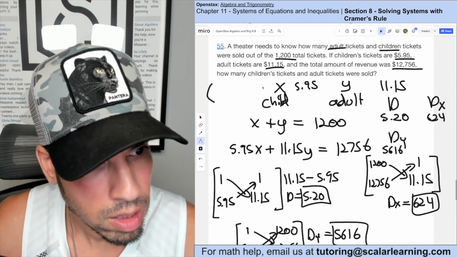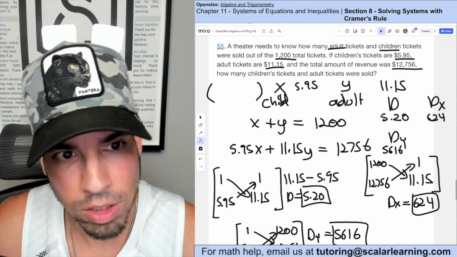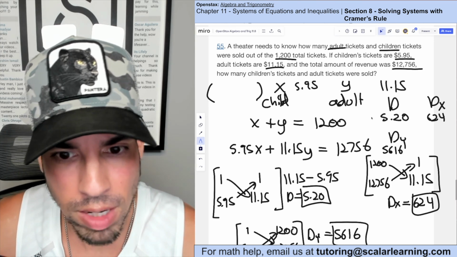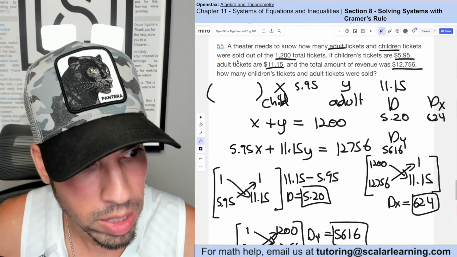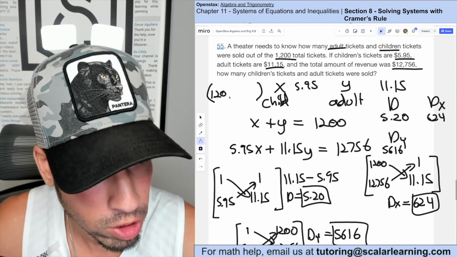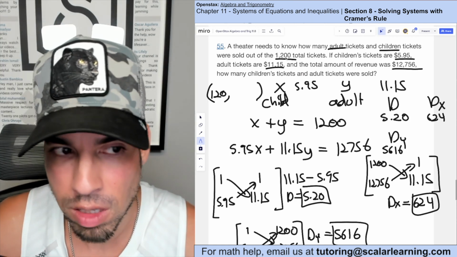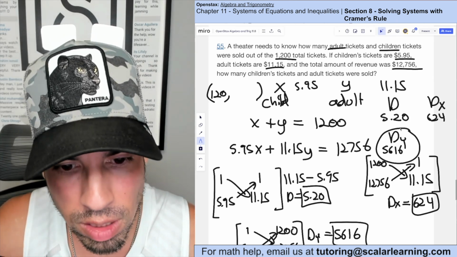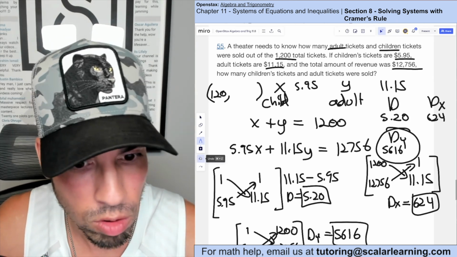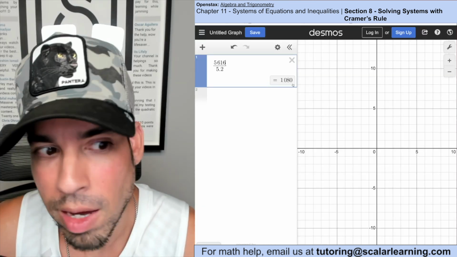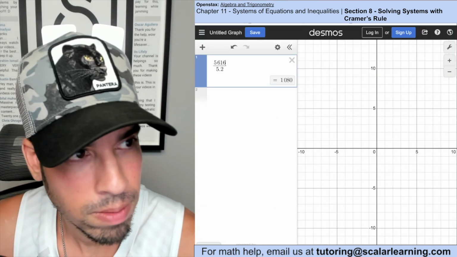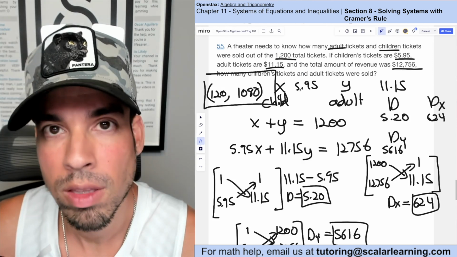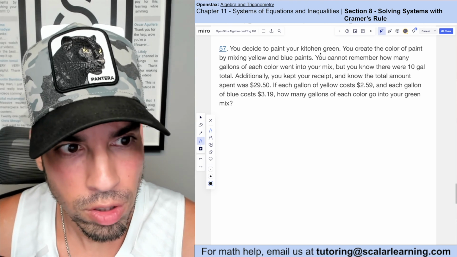So now to get the number of child tickets sold and number of adult tickets sold, first for child, we're going to do dx divided by d, and we get 120 for child, so 120 children tickets. Now, we already know it's going to be 1,080 because the two have to add up to 1,200, but let's do it anyways. Now it's dy divided by d, or 5,616 divided by 520, and we get, like we predicted, 1,080. So 1,080 adult, 120 children. That's how you do it. Done.